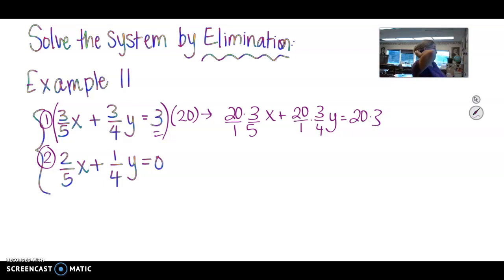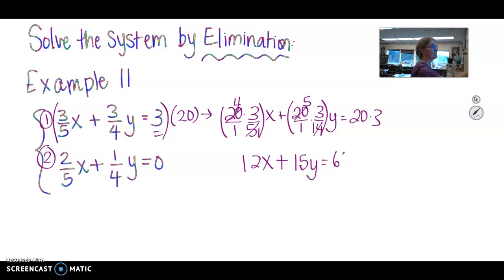All right, and the reason we do that is now if you look at this right here, 20 times 3 is 60, 60 divided by 5. We could figure it out that way, or we can simplify it first. 5 goes into itself once and into 20 four times, and then multiply across. You got 4 times 3, which is 12, over 1 times 1. I don't need to write it over 1. It's just 12x. Plus this, if I simplify that first, 4 goes into itself once and into 20 five times. So 5 times 3 across the top gives me 15 over 1. So that's 15y. And then we get 20 times 3, which is 60.